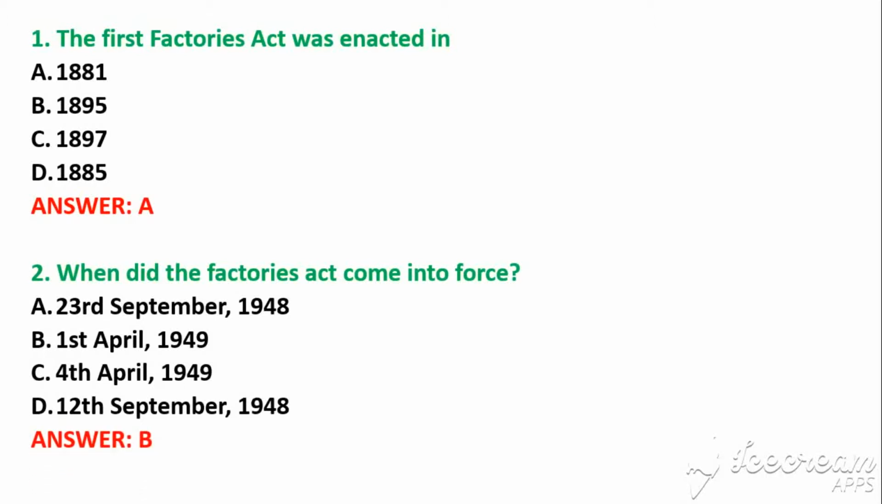1st April 1949. So the Factories Act 1948 has been enacted for occupational health, safety and workers at workplace. So it focuses on the workers' health and safety and working hours too. Then the main objective of this act is to regulate the condition of work in the manufacturing units. Next question.